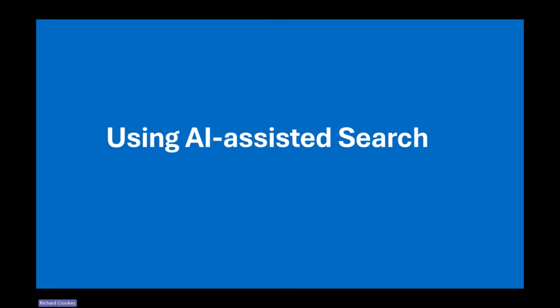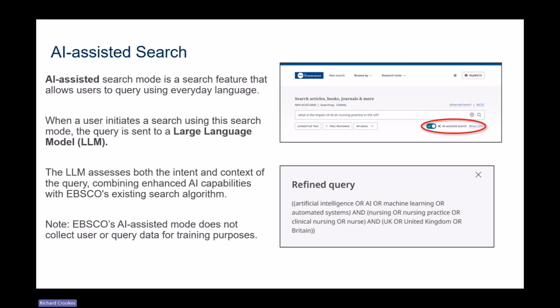Again, this is a default landing page. Although it is the advanced search page, you can perform basic keyword searching on this page, as we'll see. The first thing I want to introduce you to is the AI assisted search. Some of you may have seen this before, referred to as the natural language search mode. Natural language search has now been superseded by AI assisted search. The functionality is the same.